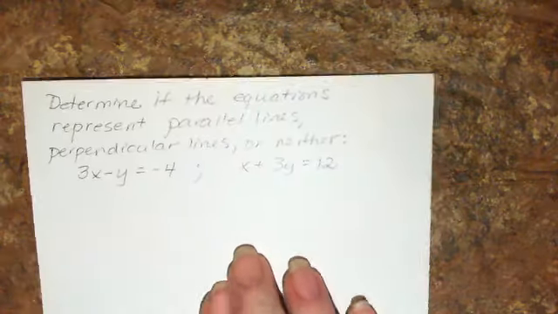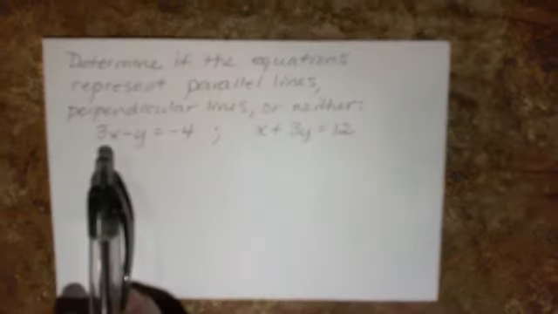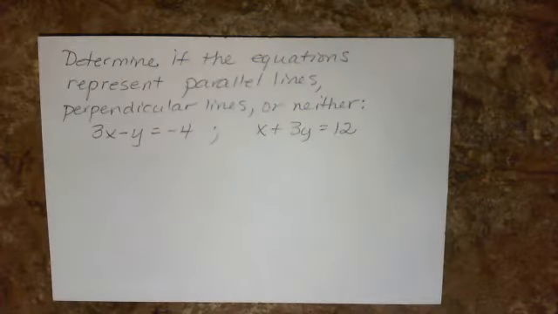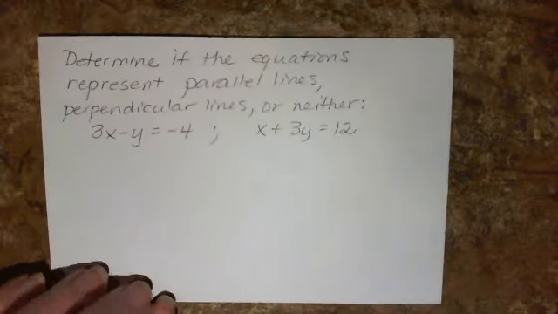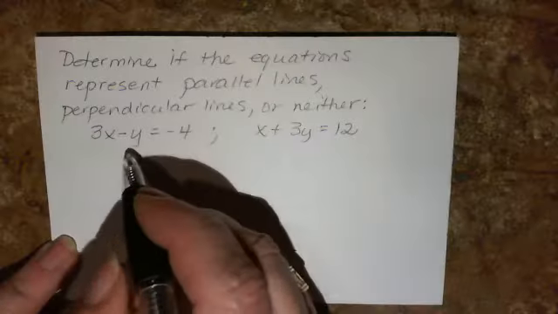All right, let's look at one more of these. Let's determine if the equations represent parallel lines, perpendicular lines, or neither. These equations are not in the form where we can see the slope and y-intercept, so the first thing we need to do is change that. So we need to rewrite both equations. So let's solve for y here.